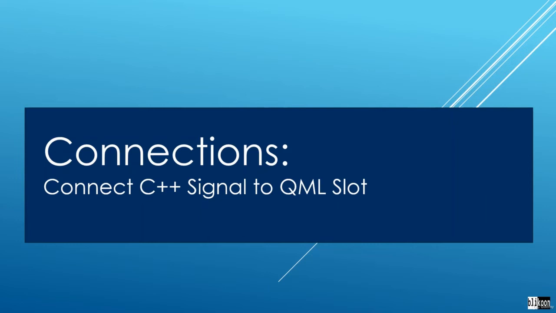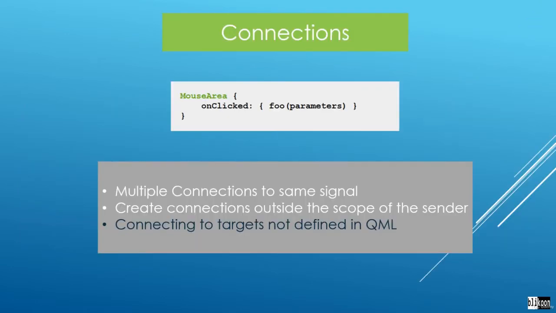In this lecture, we're going to use the Connections QML component to capture a C++ signal and connect it to a QML slot. There are many uses for the Connections QML component, and one of them is connecting to targets not defined in QML, and that's the case we are interested in this lecture.